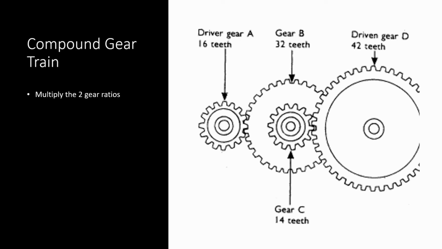So the first gear ratio, the first section I'm calling A and B, is 2:1 because 32 over 16 is 2, which means that this gear will be spinning with twice the torque as this gear. Now for gear C to gear D, that's a 3:1. And that means that this gear will be spinning with three times the torque as this one.